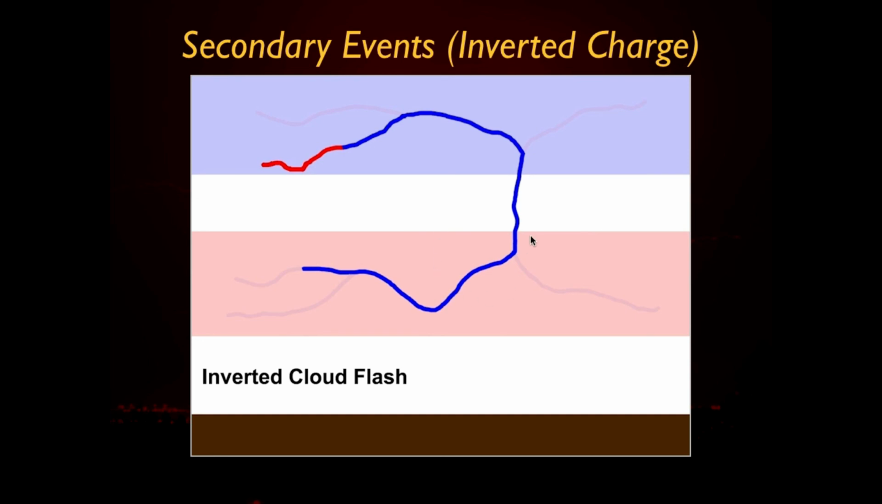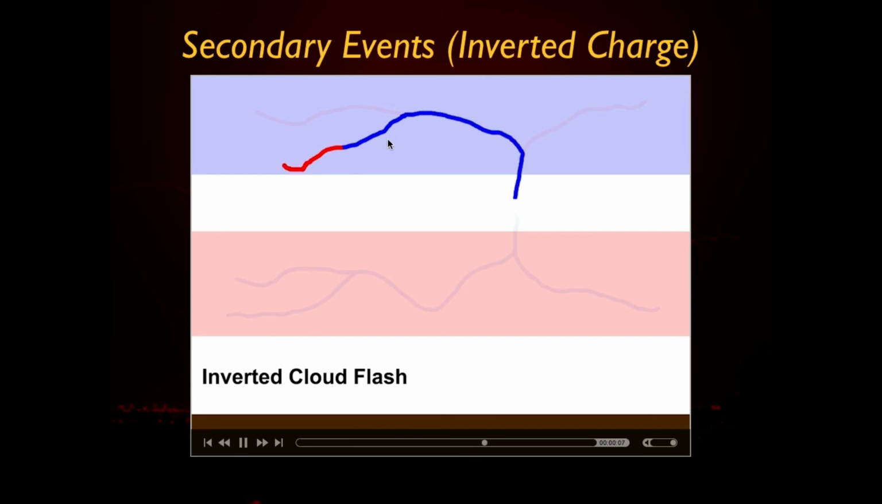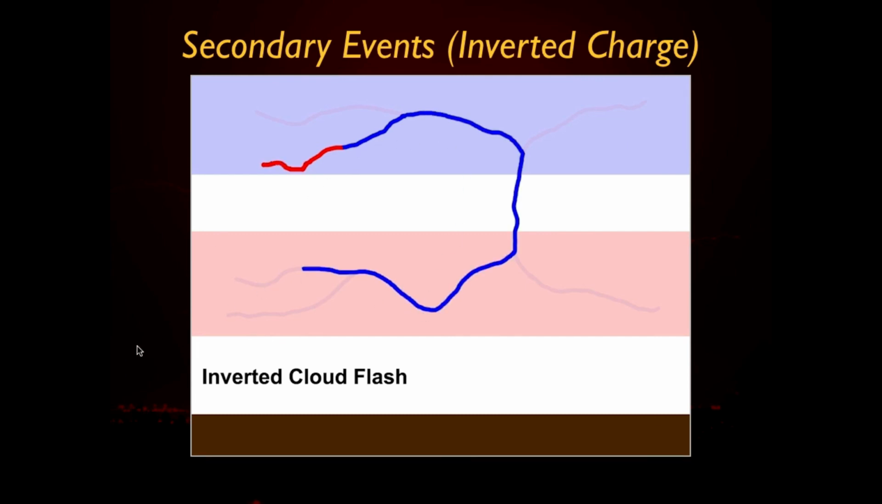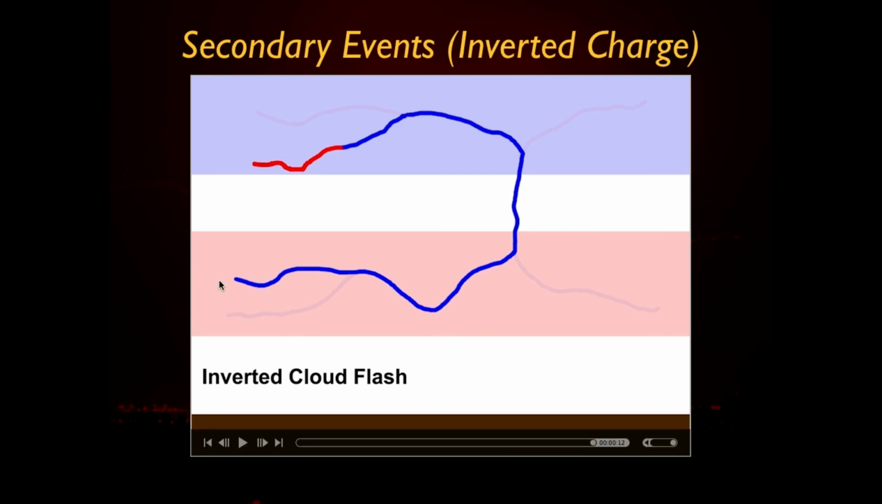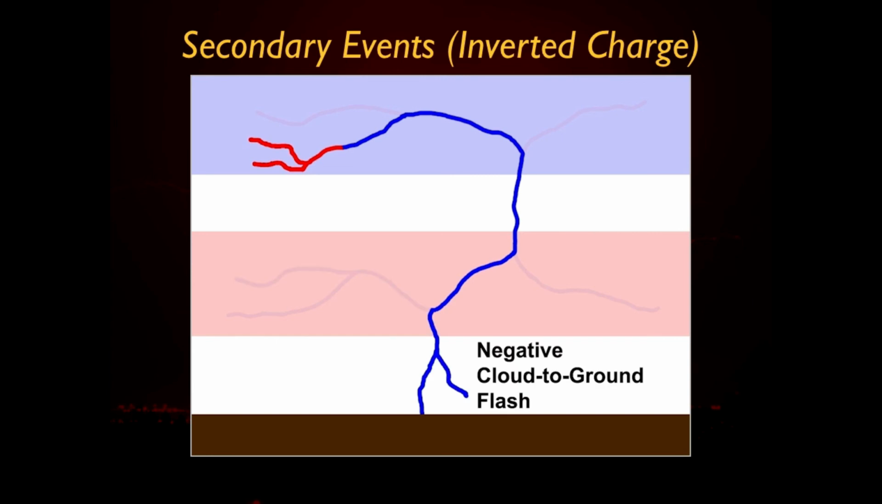If you have a cloud flash, in this case an inverted charge structure with negative over positive, and you have negative leaders propagating downward and positive leaders propagating upward, you can get that flash decay, get a recoil leader, and then the negative end comes down the leader structure and re-energizes the development of the lower structure as well as the upper positive leader development, and it still remains an inverted cloud flash.